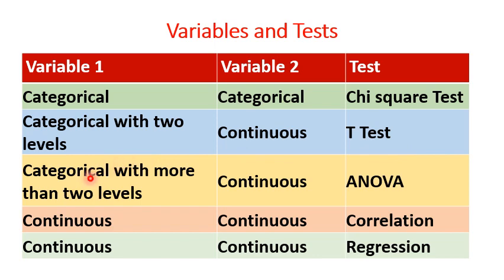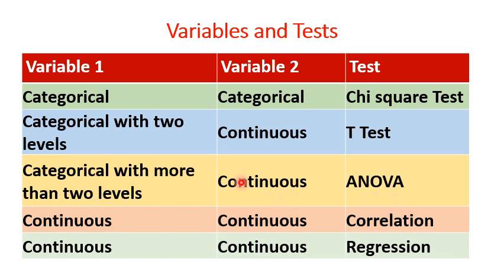And the third case, the first variable is categorical with more than 2 levels. For example, level of education. It is a categorical variable with more than 2 levels: illiterate, less than matriculation, undergraduate, graduate, postgraduate, etc. And the second variable is continuous, for example, test score, the marks obtained by students in an examination. In this case, you can use ANOVA.